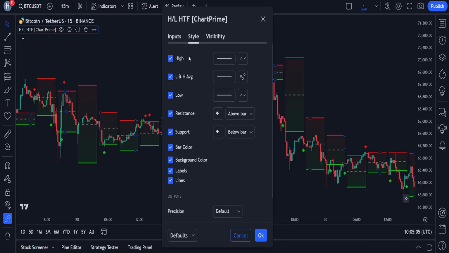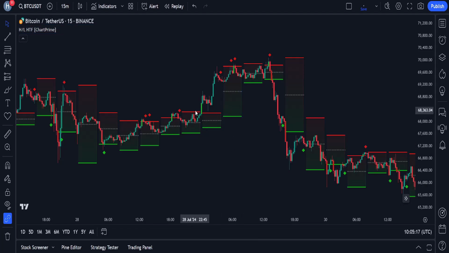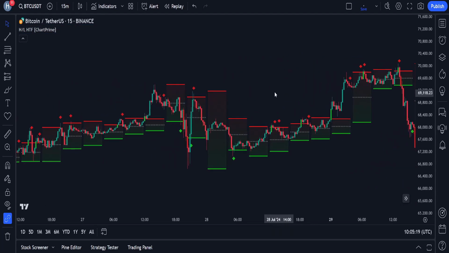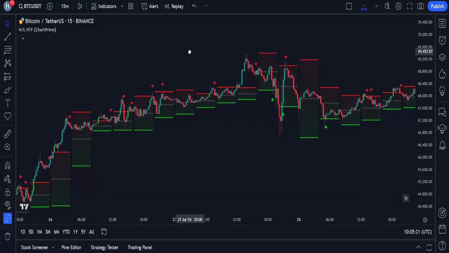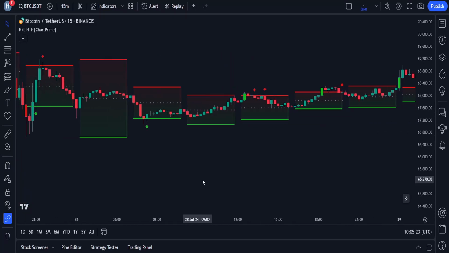Now we move on to the Style tab. This allows us to disable the various display styles of this indicator, things like the high, the low, the resistance signals, the support signals, the bar colors, etc. So this was an overview of the settings of this indicator. Now I think we have covered almost all necessary detail about this indicator. So let's talk about how we can use this indicator while trading.